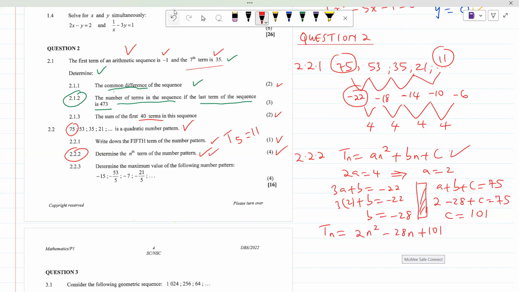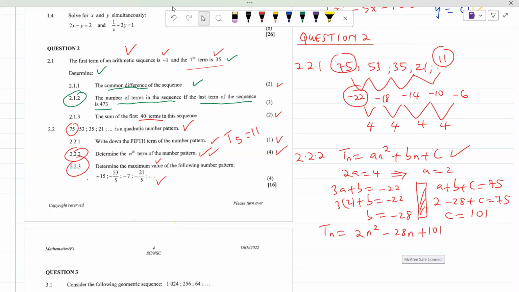In 2.2.3, determine the maximum value of the following number pattern. What is the maximum value of that number pattern?